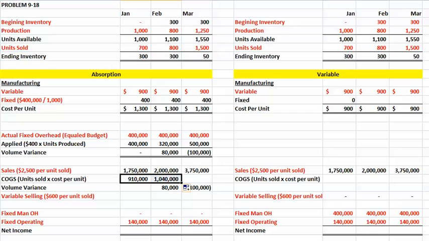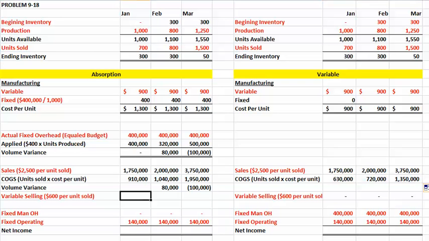In February, it's going to be our 1,300 times 800. And then finally, in March, it's going to be our 1,300 times 1,500. Under variable costing, our cost per unit is only $900 per unit. So once again, we will take units sold times our cost per unit. And I'll drag that across.